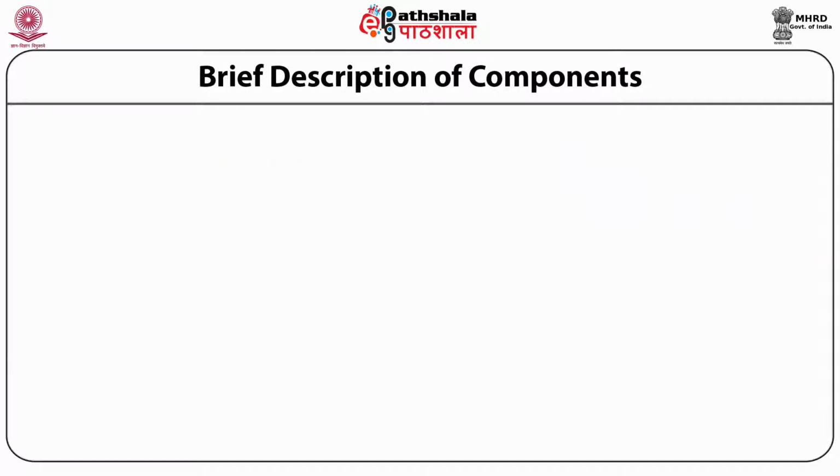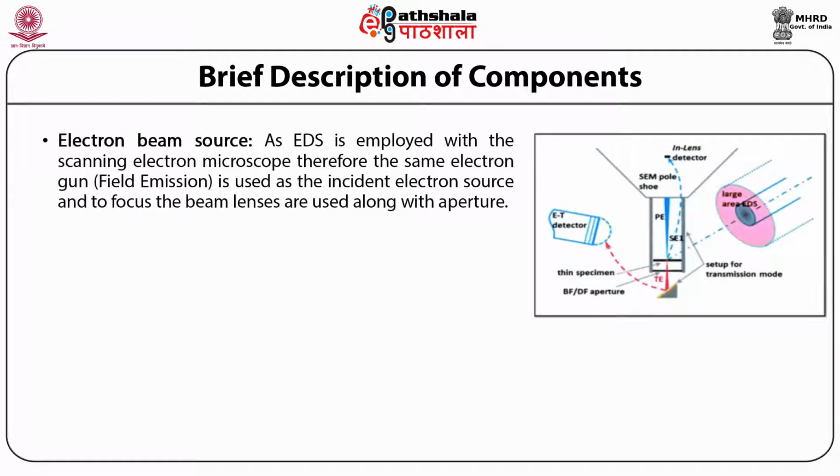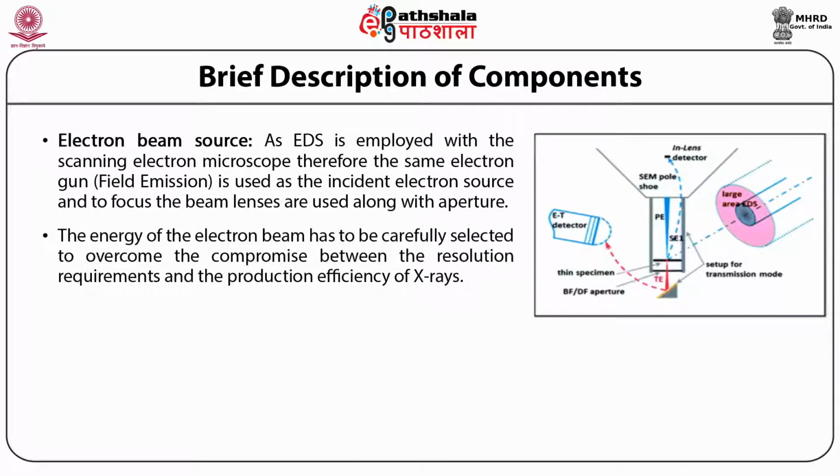Let us describe the components briefly. First is the electron beam source, as EDS is employed with the scanning electron microscope. Therefore, the same electron gun which is used for field emission is used as the incident electron source, and to focus the beam, lenses are used along with aperture. The energy of the electron beam has to be carefully selected to overcome the compromise between the resolution requirements and the production efficiency of X-rays.